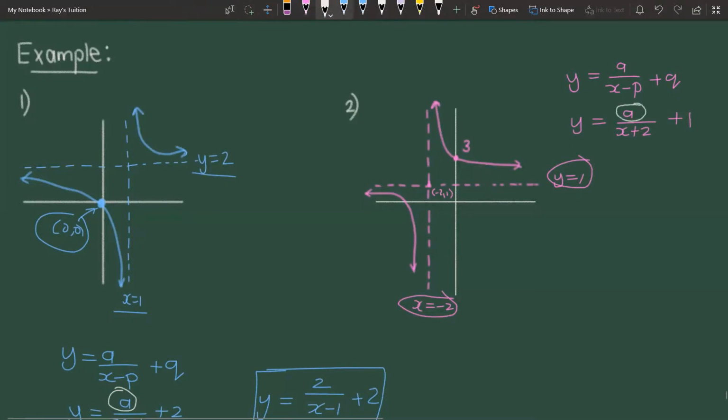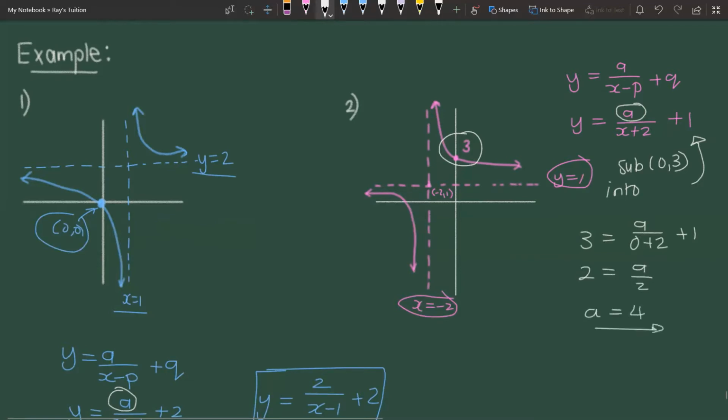What we can see is there is still one unknown, so we need to find a point, and we see that we have that point. The coordinates of that point are (0, 3), and we're going to substitute it into the equation. In the place of y, we're putting 3 is equal to a over, in the place of x, 0 plus 2, plus 1. We take the 1 over and it becomes 2 is a over 2. Multiply both sides by 2 and we get a is equal to 4. So the equation of this is y is equal to 4 over x plus 2 plus 1. And that is the equation of this graph.